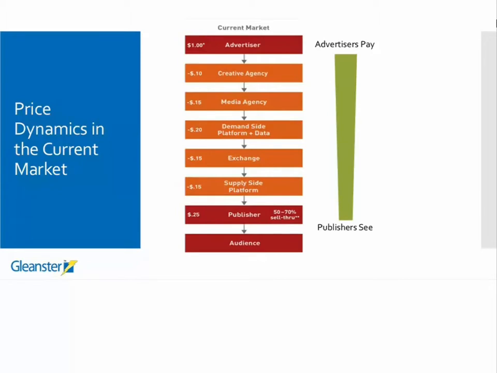Essentially what's happened is, in a more commodified and commoditized market, there isn't as much room for so many players to take so much, sitting between a producer of a commodity, that is a publisher, and a user of the commodity, in this case the advertiser. So here you see this extended food chain, the way the market exists today.